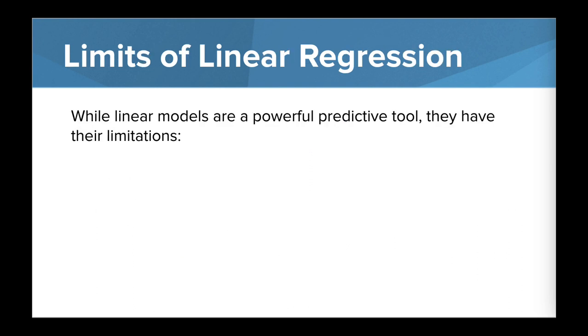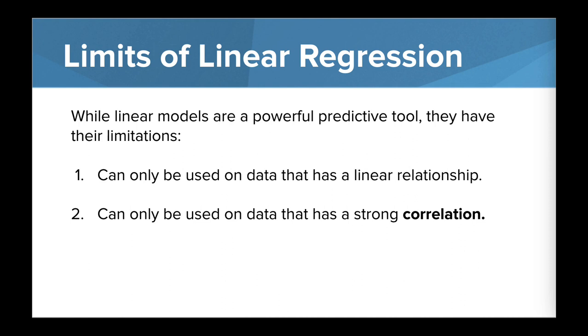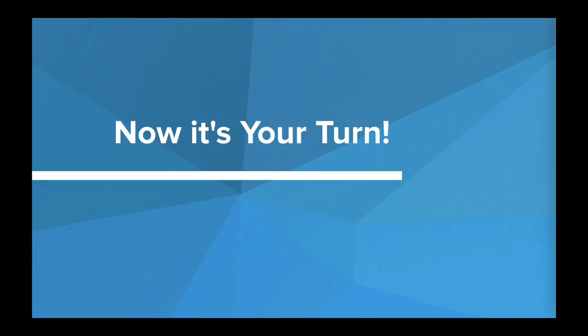While linear models are a powerful predictive tool, they have some limitations. For one, linear regression can only be used on data that has a linear relationship. That is, the independent and dependent variables increase or decrease at similar rates. It also works best on data that has a strong correlation. This is something that we'll discuss in a later lesson, but for now, just know that linear models work best on variables that are related to one another in some way. And lastly, outliers in data, or data points that stray away from the given pattern, can impact the line of best fit, causing the accuracy of the model to decrease. Now that you've learned a bit more about linear regression, it's your turn to check out some examples.